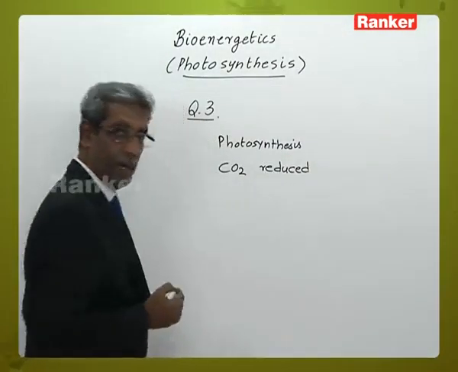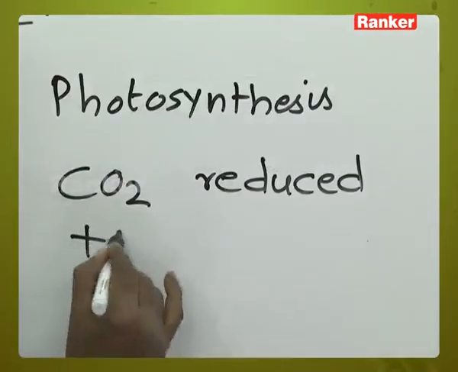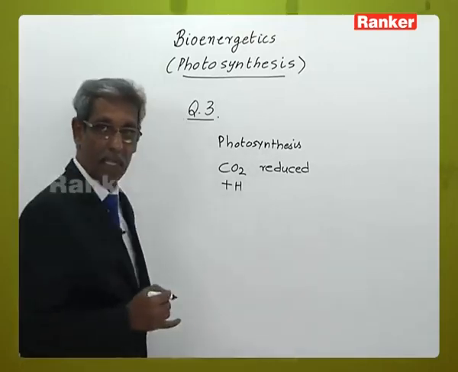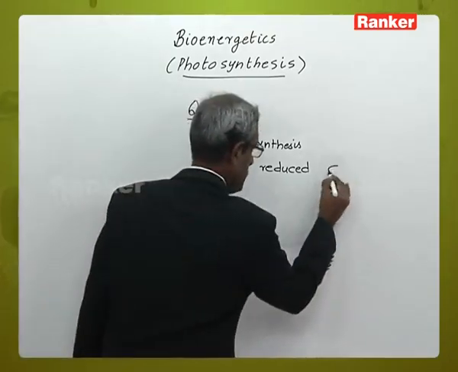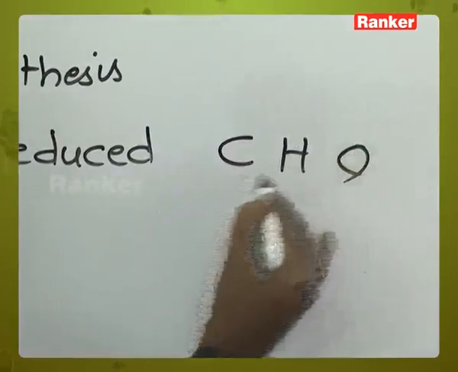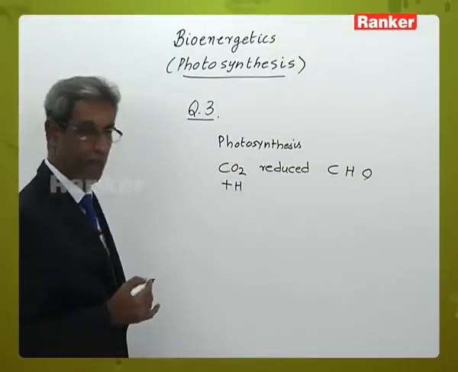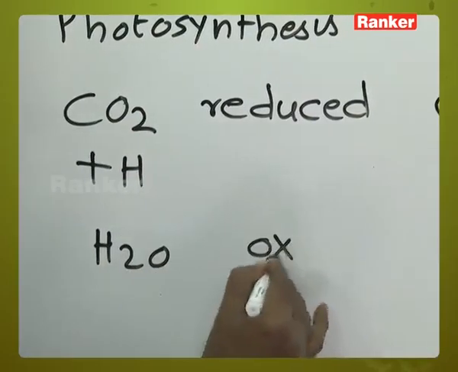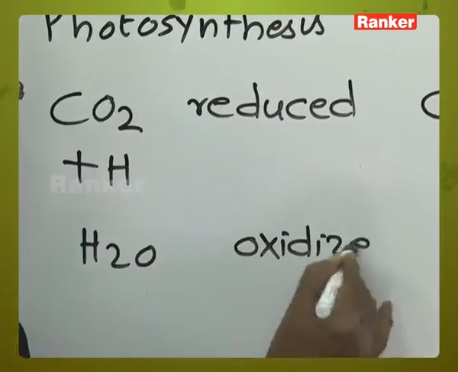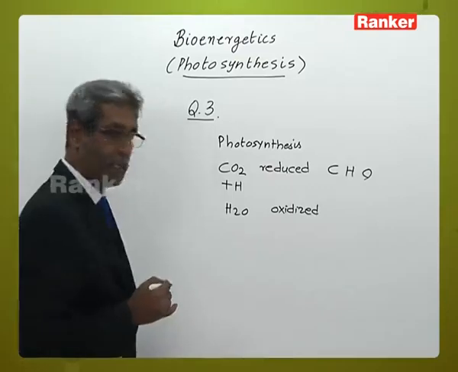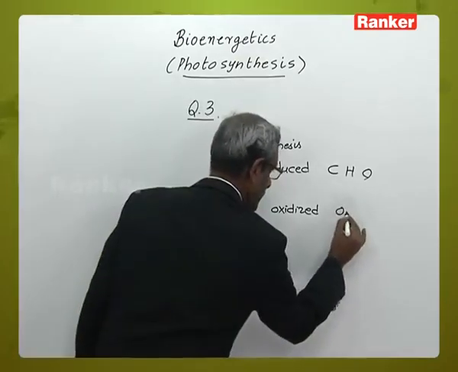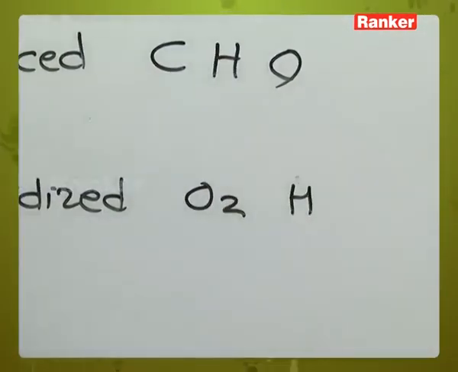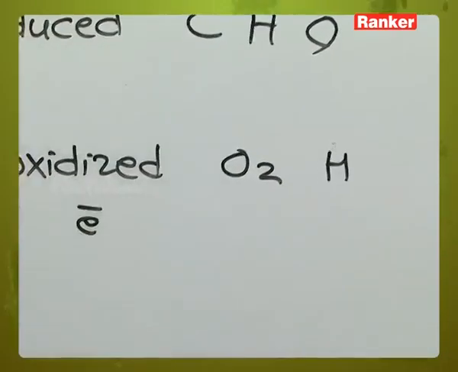The meaning of the term reduction is addition of hydrogen. Once there is addition of hydrogen, it goes to form C, H and O, which are the basic units for starch. And similarly, H2O is oxidized. Oxidized means the liberation of oxygen, the separation of the hydrogen and the flow of electrons.